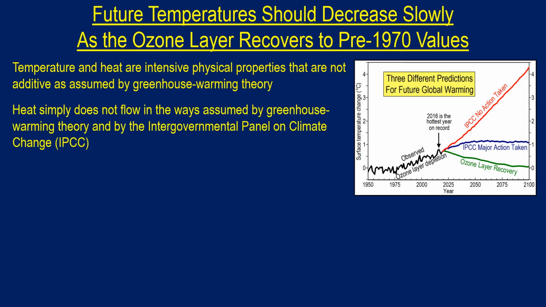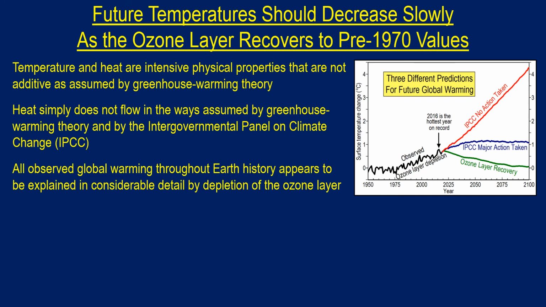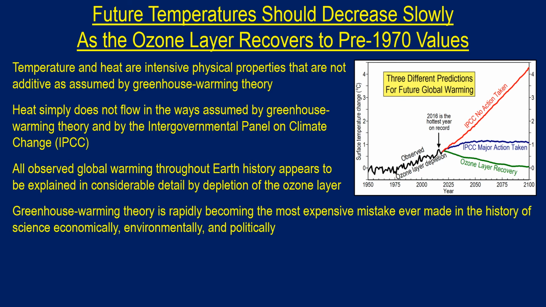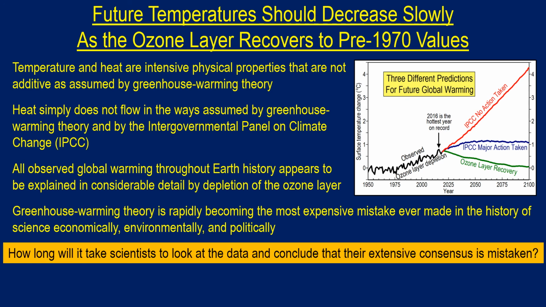Heat simply does not flow in the ways assumed by greenhouse warming theory or by the Intergovernmental Panel on Climate Change, the IPCC. All observed global warming throughout Earth history appears to be explained in considerable detail by depletion of the ozone layer. Greenhouse warming theory is rapidly becoming the most expensive mistake ever made in the history of science, economically, environmentally, and politically. How long will it take scientists to look at the data and conclude that their extensive consensus is mistaken?